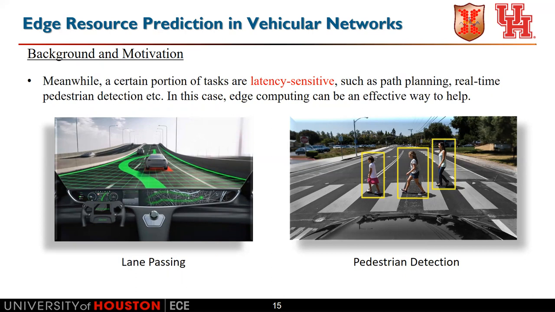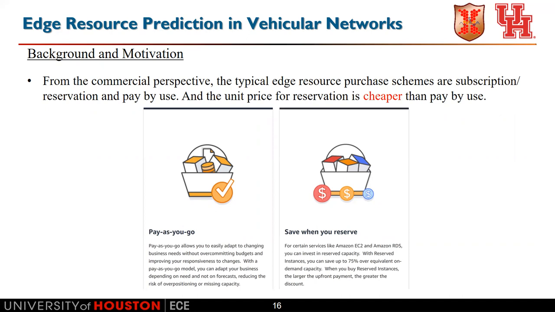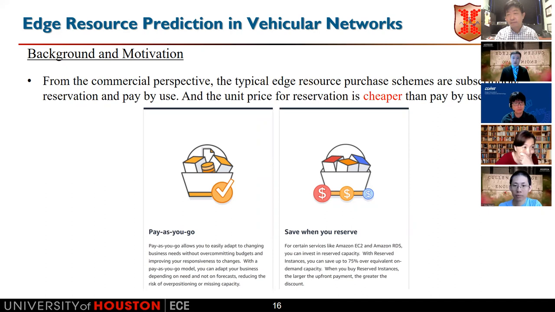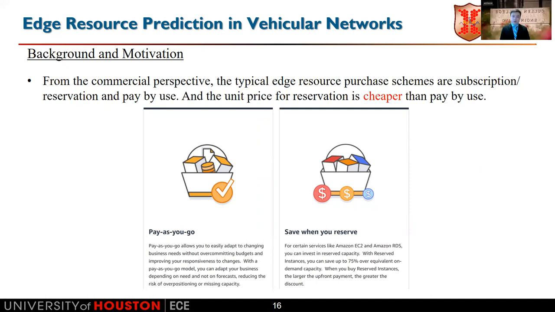As mentioned previously, to execute such computation intensive and latency sensitive tasks, edge computing can be an effective way to reduce the latency and bring more computing resources compared with computation by the vehicle itself. But from the commercial perspective, the edge computing resources need to be purchased if you want to use them. The typical schemes to use edge computing resources are reservation and pay by use. Generally, the unit price for reservation is much cheaper than the unit price of pay by use. Here we take AWS as an example. According to the description, reservation can save up to 75% compared with the cost of the pay by use scheme.